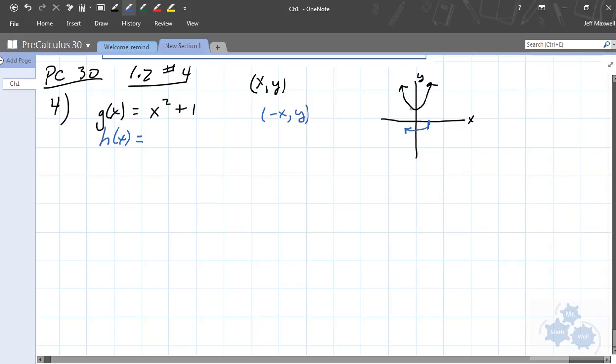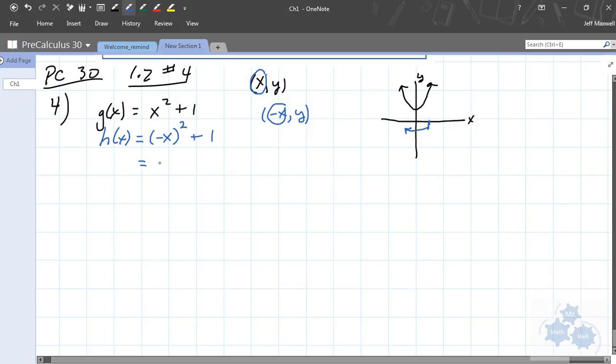Now with the parabola, because they're symmetrical, the reflection may map right onto itself. And this is the case, but how would you know that? Well, wherever you see a positive x, you replace it with negative x and then simplify the expression. So h of x, which would be your reflected parabola, would be like this. Wherever you see a positive x, you put in a negative x.